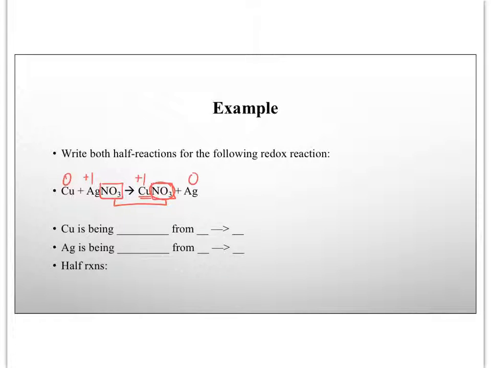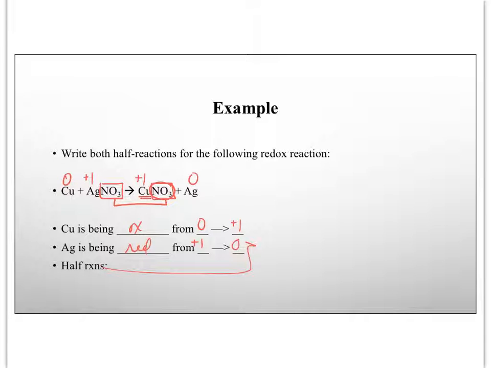So now we can write down our numbers here. So copper went from a 0 to a +1. So what process is that? That is oxidation. And then we just write down the changes that occurred. So silver underwent reduction from a +1 to a 0. So this is how you're going to write the half reactions.